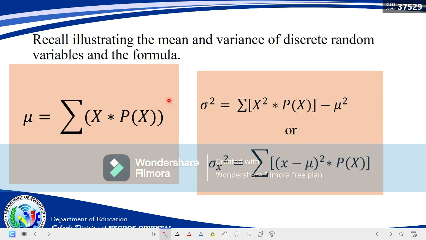So, recall illustrating the mean and variance of a discrete random variable. We're done with this formula. Okay? So we'll just be having an application later on. This is the mean: summation of x times p of x. This is our variance formula: summation of x squared times p of x minus your mean squared. Or you can use the alternative formula, the variance is equal to the summation of x minus mean quantity squared times p of x.